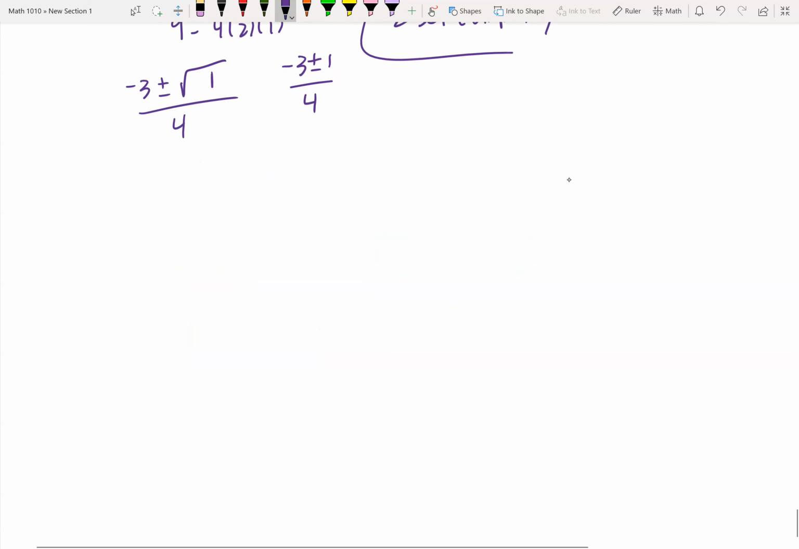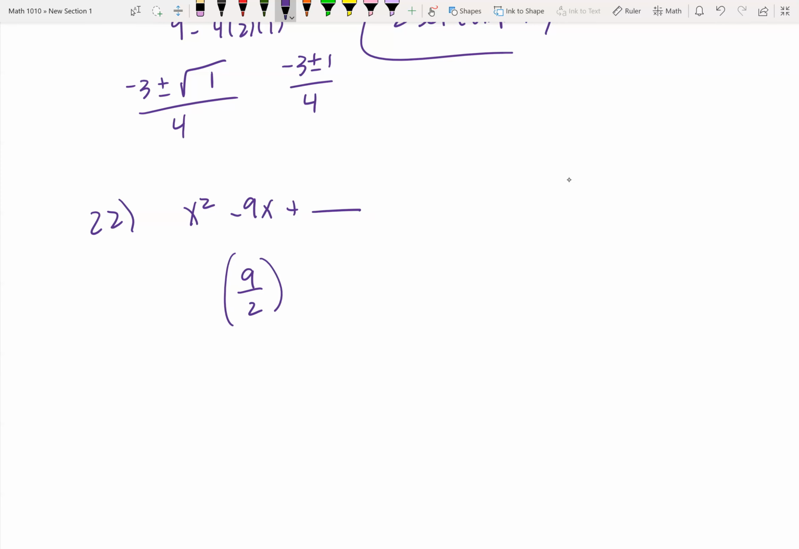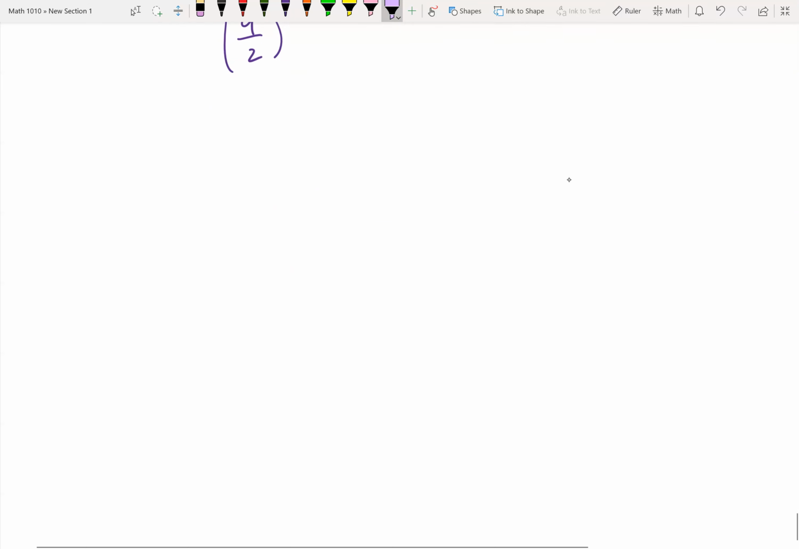Okay, number 22. If we were completing the square, 9 divided by 2 is 9 over 2. Square it. 9 squared is 81. 2 squared is 4. Literally, that's all you have to do. Don't do decimals. That's silly. You don't need to do decimals. Okay? Here's 23.